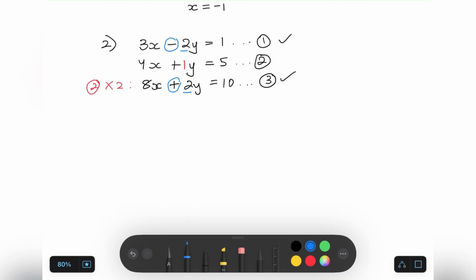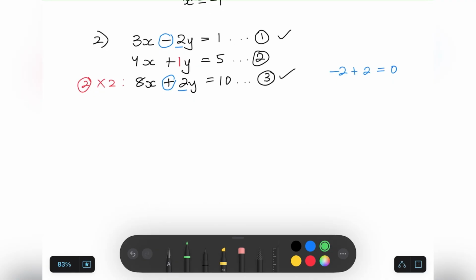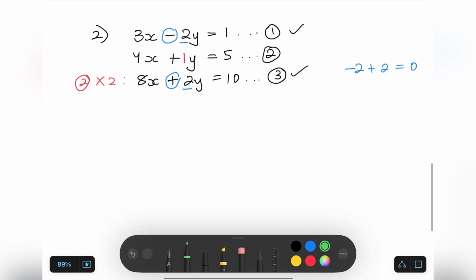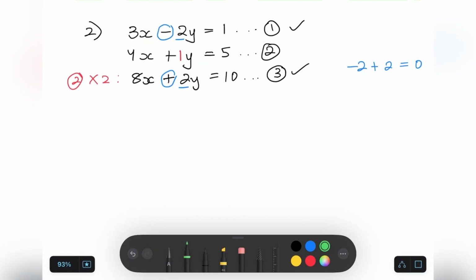When you have different signs, remember the objective is to get negative 2 and 2 to be 0, right? So you're going to have to add those because negative 2 plus 2 will give you 0. So what we're going to do here to eliminate y is add the two equations together. A few seconds ago, I said I want to write my two equations next to each other. I'm going to write equation 1 right under equation 3 here. So this will be 3x minus 2y is equal to 1.